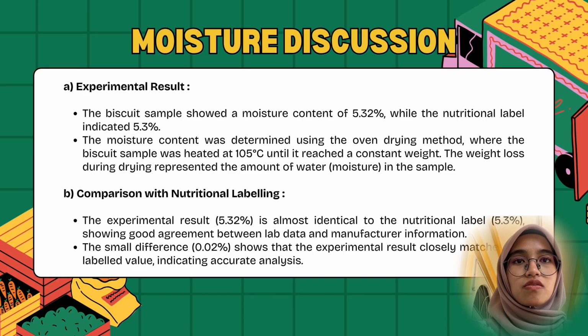When we compare our result to the nutritional information on the packaging, we found that our experimental value of 5.32% was almost identical to the label value of 5.3%. This close agreement demonstrates that our experimental technique was both accurate and precise, and the manufacturer's nutritional information is reliable. The very small difference of only 0.02% may be due to minor experimental factors such as environmental humidity, sample handling, or measurement rounding. However, this difference is negligible and does not significantly affect the result.